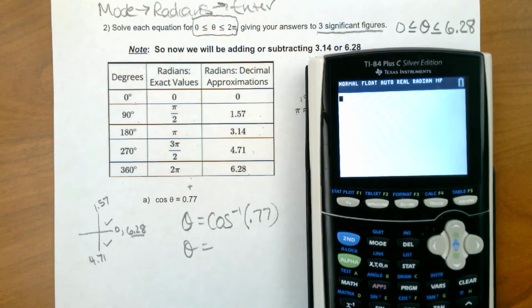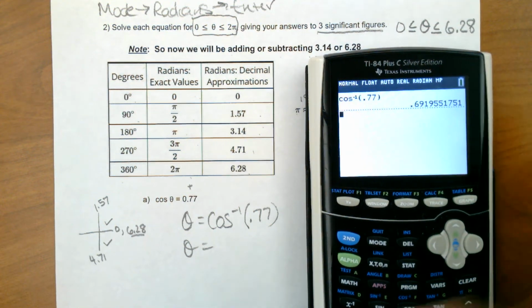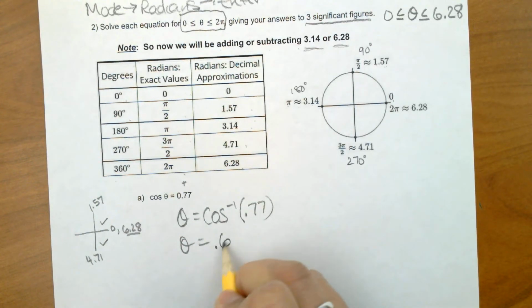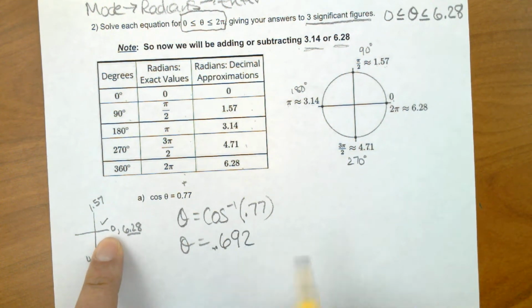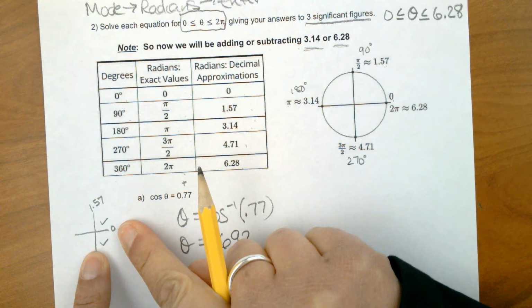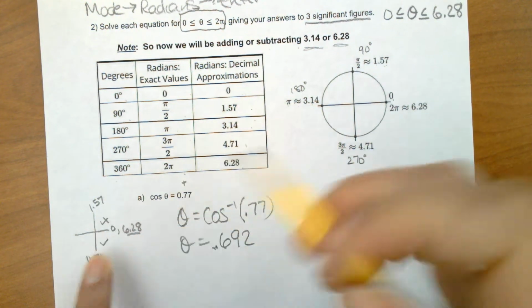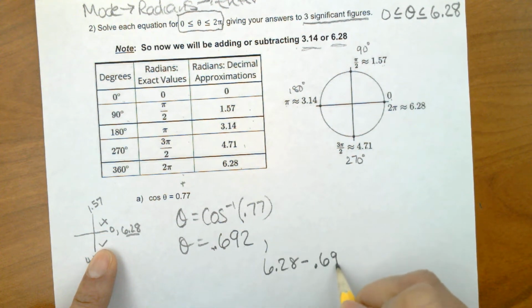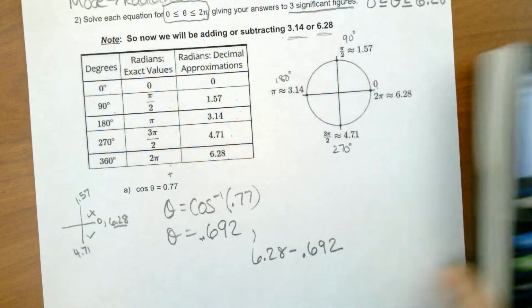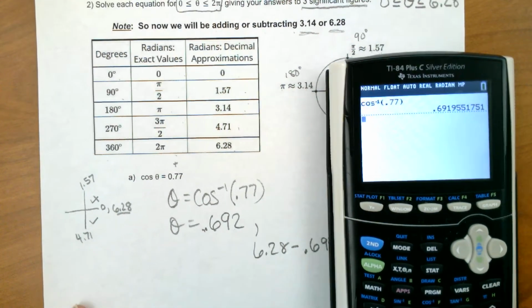Okay. All right, so let's do inverse cosine of 0.77. Enter. I get 0.692, everybody. Okay, 0.692 is between 0 and 1.57, so I'm good. I got that first quadrant. Now I need this one down here. So what I'm going to do is subtract 6.28 minus 0.692. Let's see if that leads us in there.